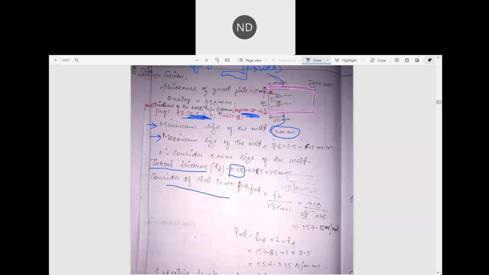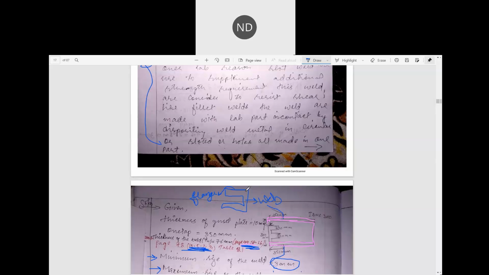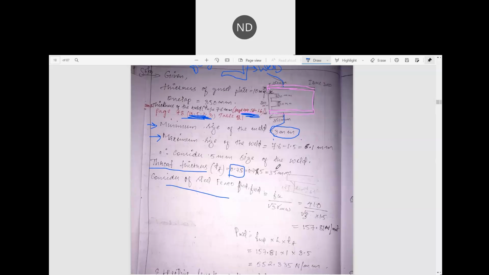This one is the web thickness, 7.6, right? That thickness is how much? 7.6 minus always 1.5. You take the thickness minus this 1.5, and you will get 6.1. Thickness of the thinner one minus 1.5 gives you your maximum size of the weld.